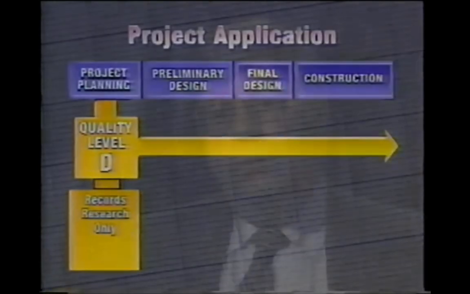In Maryland, we have used quality level D since 1988 in the planning phase of our projects. This is usually adequate for route selection. But make no mistake, this level of data is not adequate for design purposes.